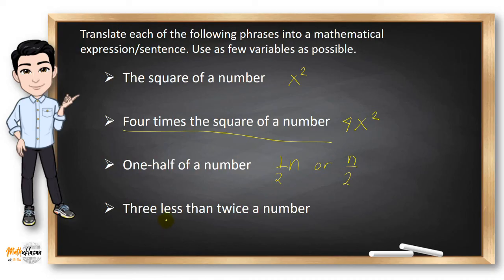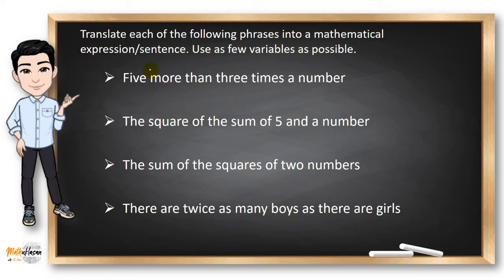3 less than twice a number. Remember that this is less than, so if this is 3 and this is the number, you need to twice it first. Twice the number is 2n, so therefore this is 2n minus 3, because we need to interchange the positions of these two terms because this is less than.